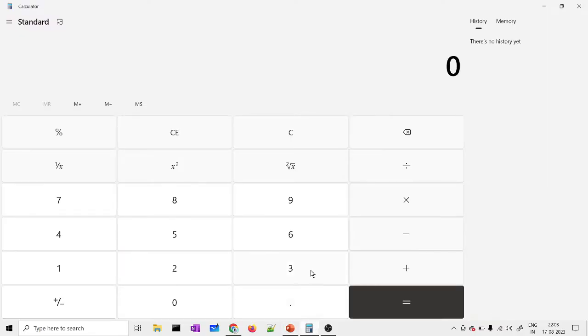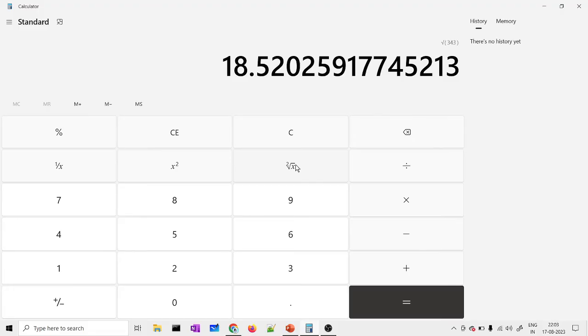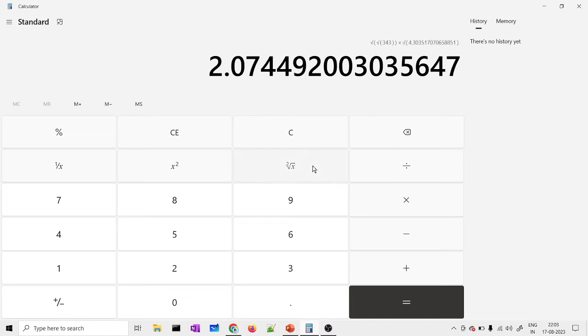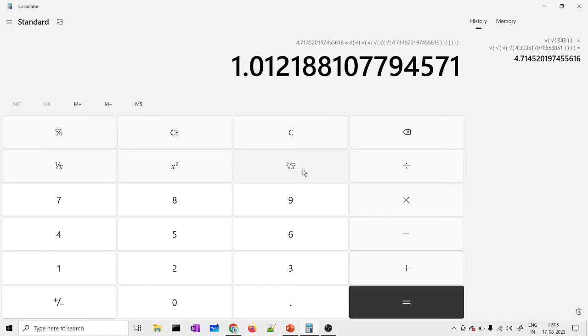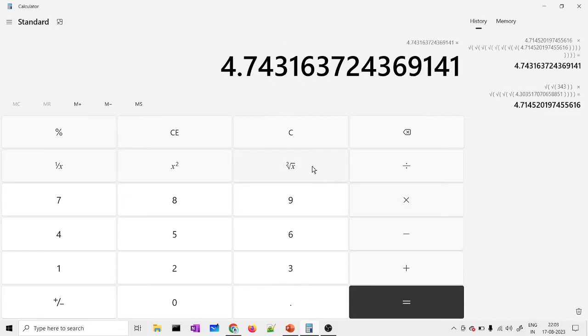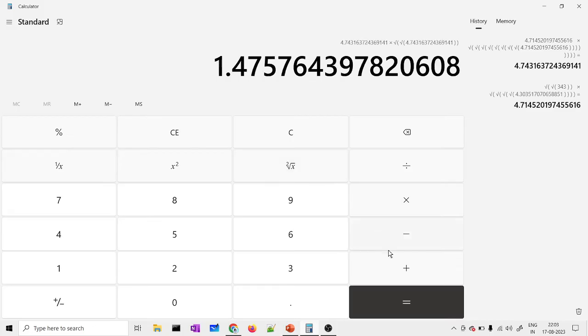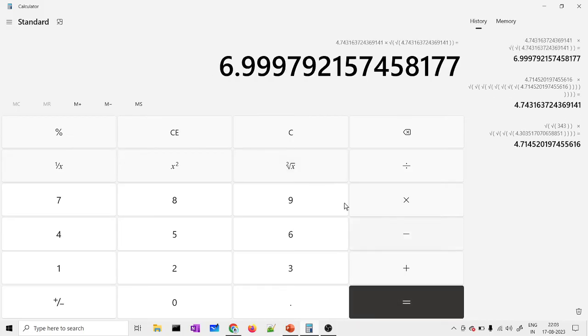Let us just try to apply it over here. So I'll write 3, 4, 3. I'll press square root sign 2 times, 1, 2. Then multiply, square root sign 4 times, 1, 2, 3, 4. Multiply, 1, 2, 3, 4, 5, 6, 7, 8. Last time 2 times, 1, 2. And at the end the equal sign. So you can see the answer over here is 6.999, which is approximately equal to 7.